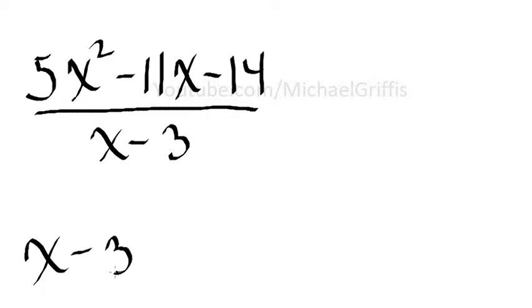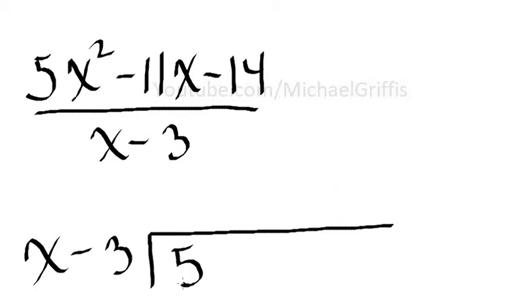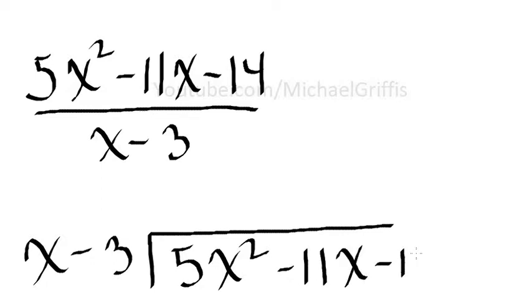X minus 3. Okay, remember that is our divisor. Our dividend is 5x squared minus 11x minus 14. Okay, and now we got to find the quotient.